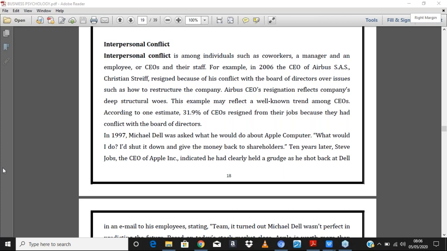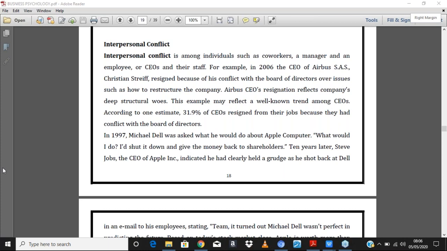So we could also have interpersonal conflict. Now, interpersonal conflict is among workers within the same corporation. Don't forget the first is what? Intra, within you, within yourself. Then inter, within workers in the same establishment.